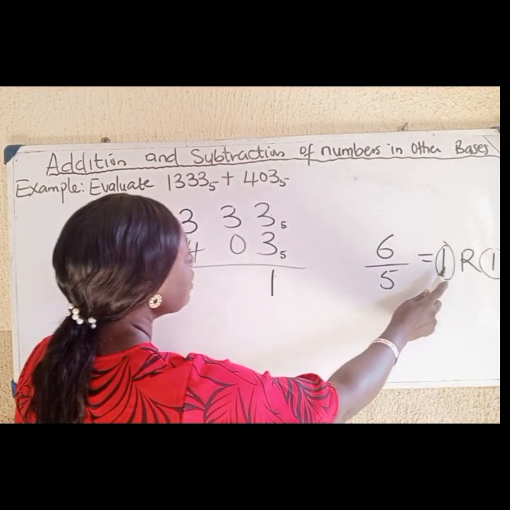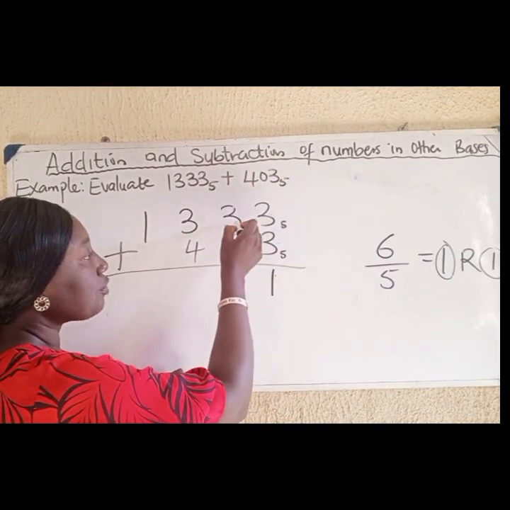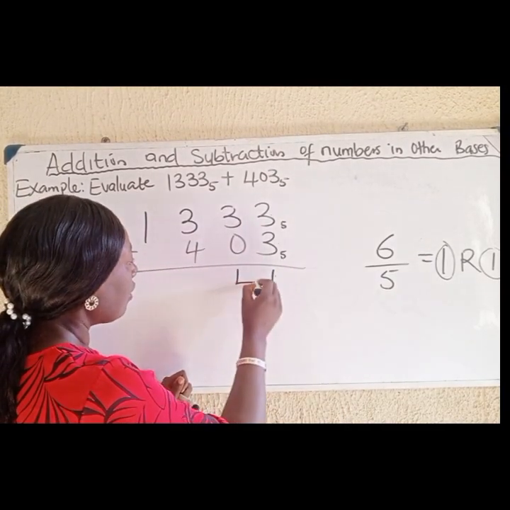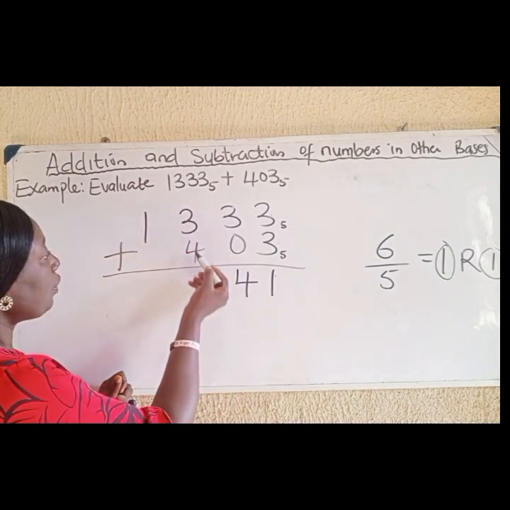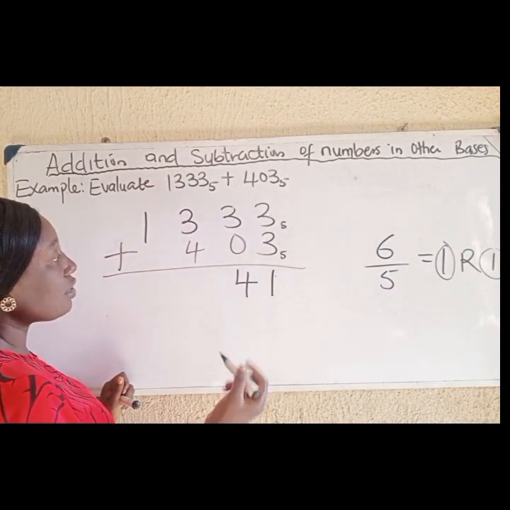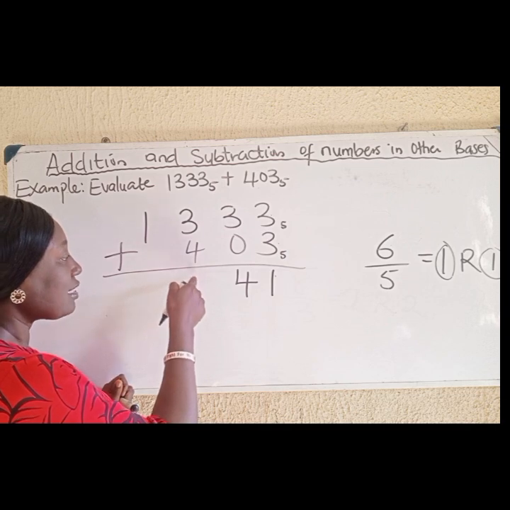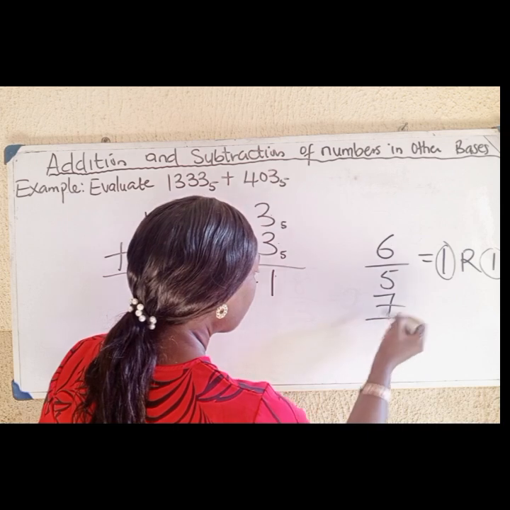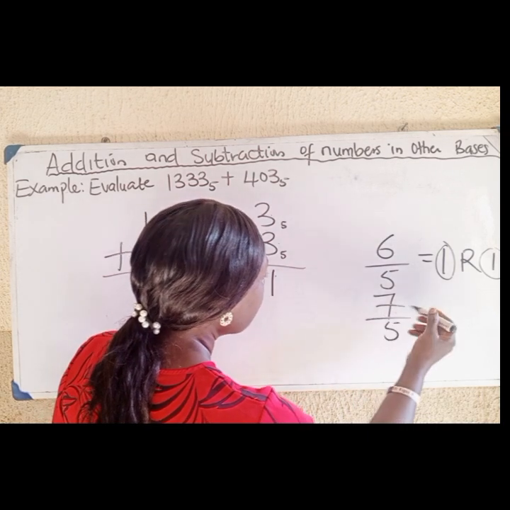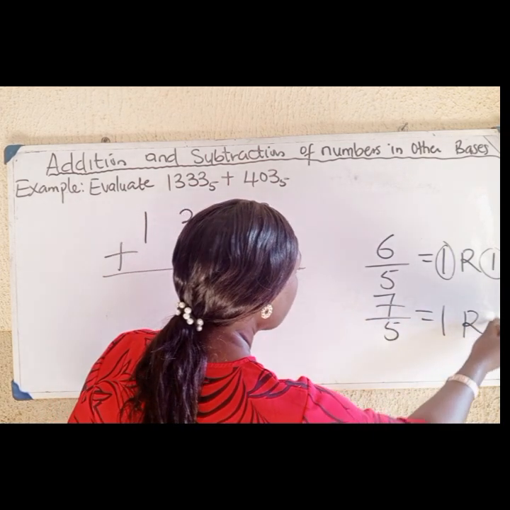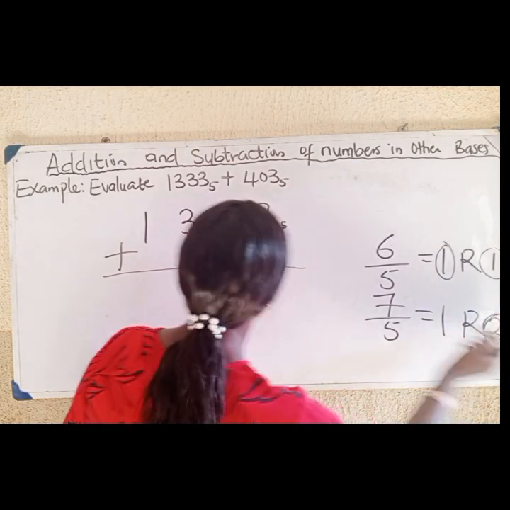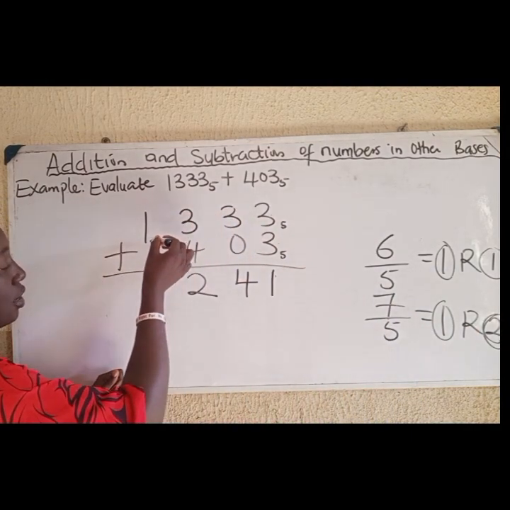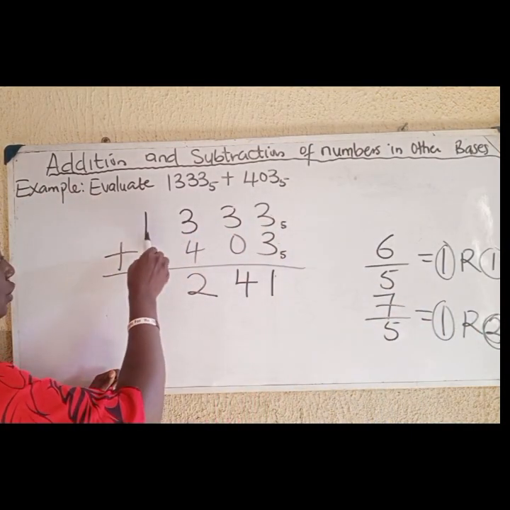So I'll now say this 1 plus 3 will give me 4. 4 plus 0 will give me 4. 4 is not up to 5, so I can write 4 here. Now 3 plus 4 will give me 7. And I will not write 7 here because 7 is greater than 5, which is the base. So I have to convert this 7 to base 5. So 5 into 7 will give me 1, remainder 2. Then I'll pick this remainder and write here. I'll now carry this one to the next number. So I'll now say this 1 plus 1 will give me 2.